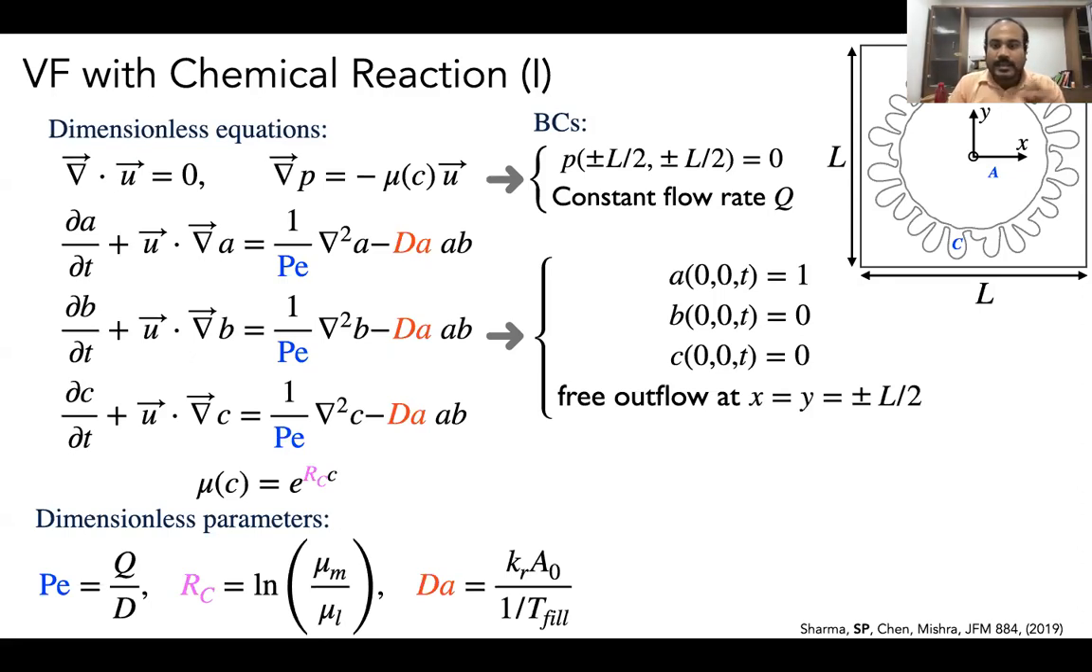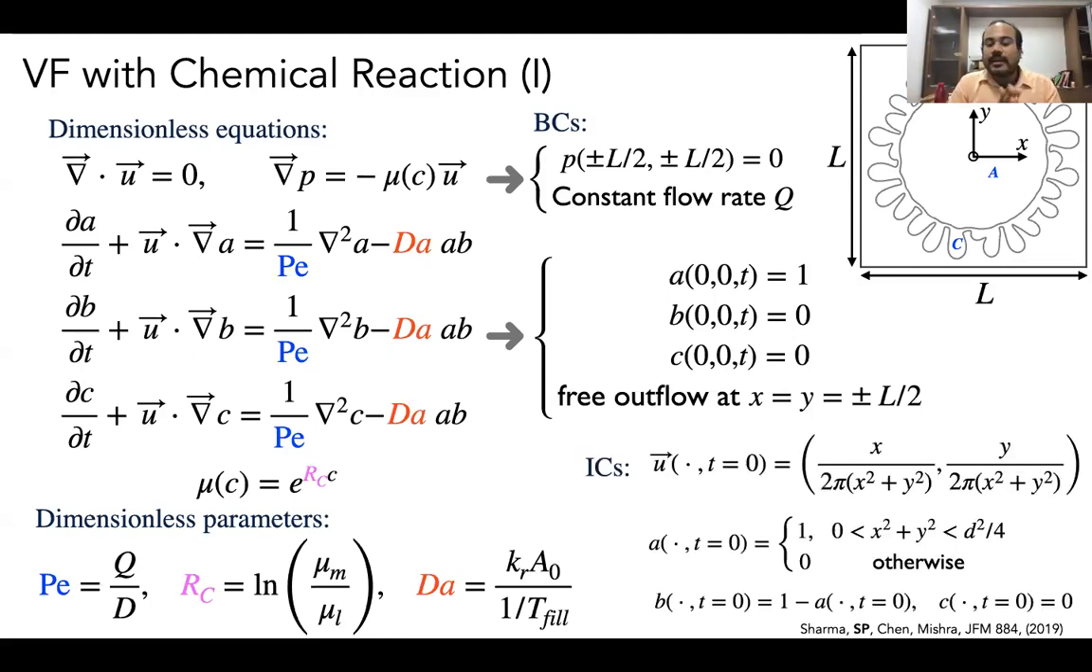For the conditions on A, B and C, at the origin where the fluid is injected there is only reactant A being injected, and there is no B and C there. Then we consider free flow boundary conditions in all directions, meaning the fluid can flow out of this domain. There is no restriction, there are no closed sides. And then we considered initial conditions.